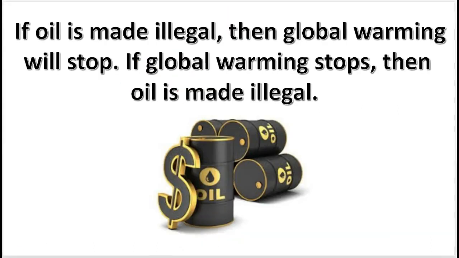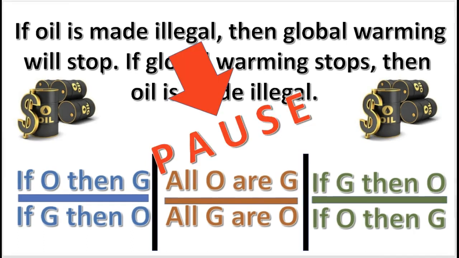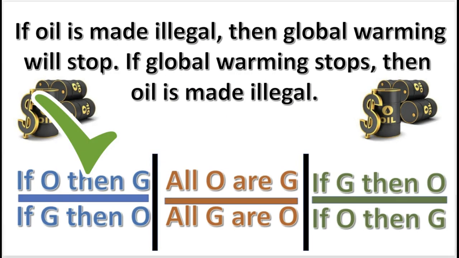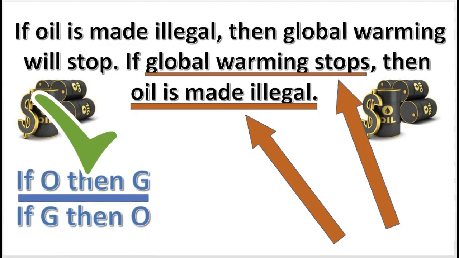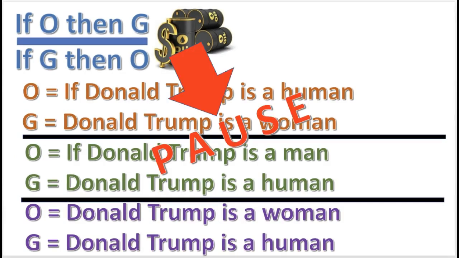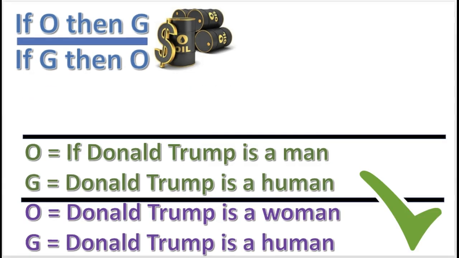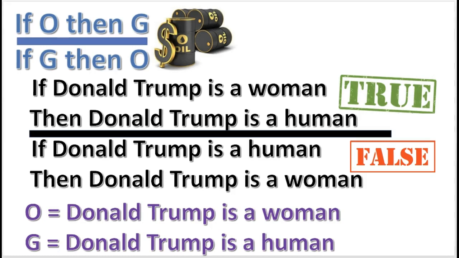Here is another practice problem. What is the form of this argument? Press pause, because I'm going to give you the answer in 3, 2, 1. Ding! That's correct. As you notice, O and G represent whole statements. All right, now what set of substitutions proves that this form is invalid? Go ahead and press pause. The answer is in 3, 2, 1. Ding! That's correct. When we substitute the terms, then we get this argument, which makes the premise true and the conclusion false, because if Donald Trump was a woman, then the premise would be true, but the conclusion would be false. The antecedent is true, and the consequent is false.